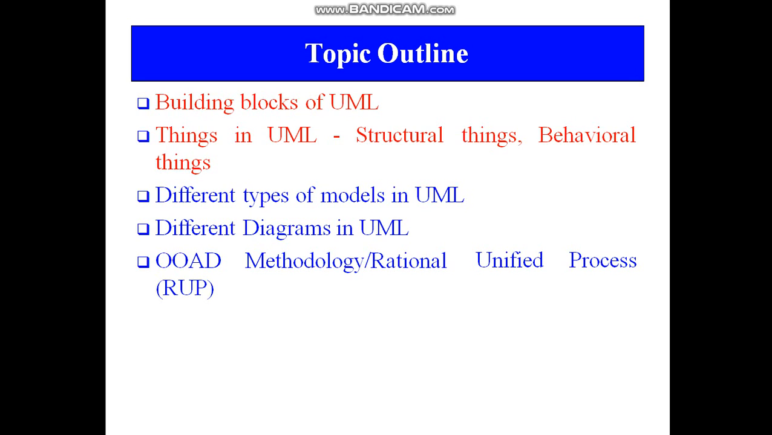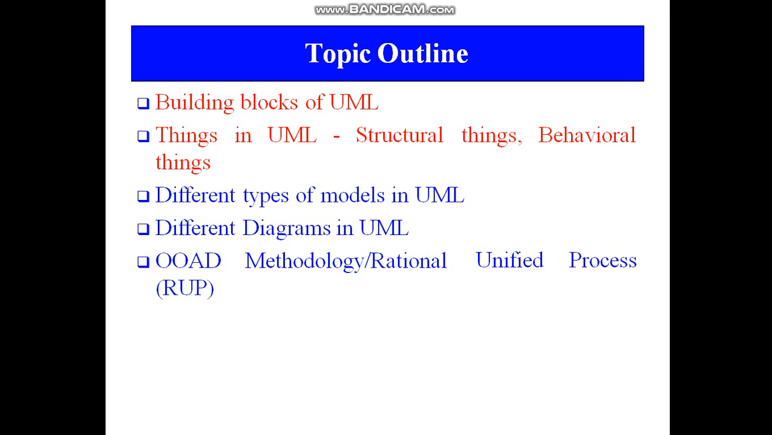First one is the UML building blocks. UML building blocks consist of three types. First one is a UML common mechanism, diagrams included in the UMLs, and things in UML. There are the four types of things in UML. First one is a structural thing, second is a behavioral thing, next one is an annotational thing, and next one is a grouping thing.